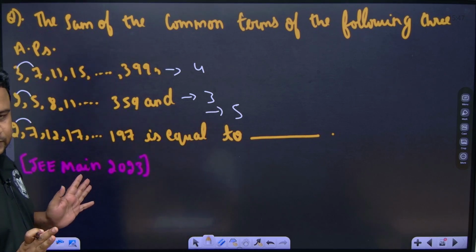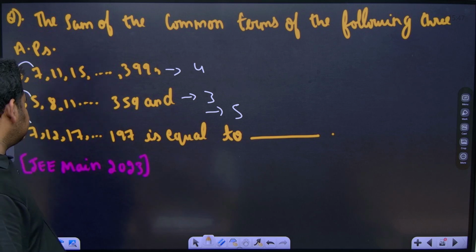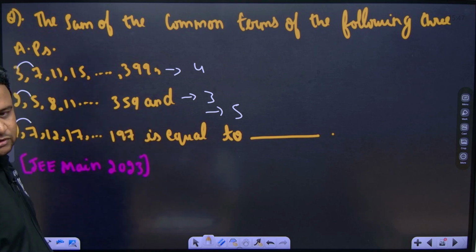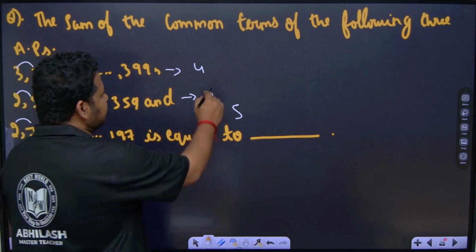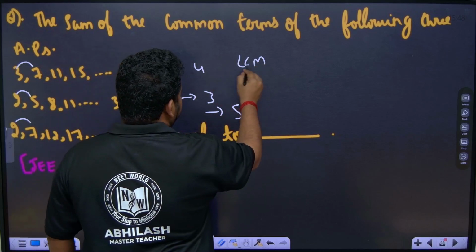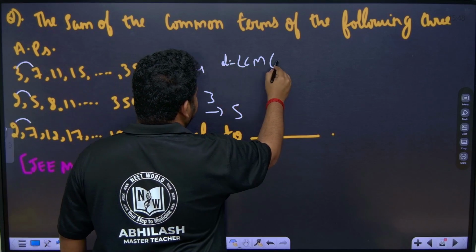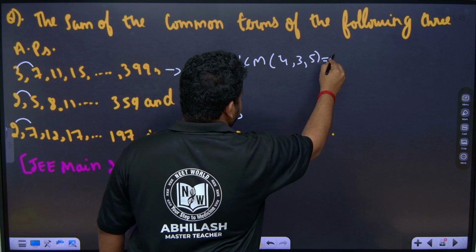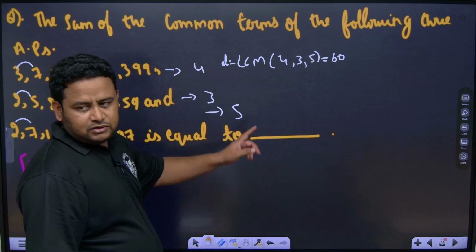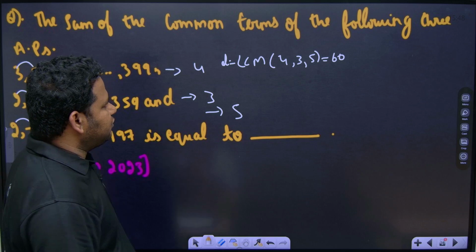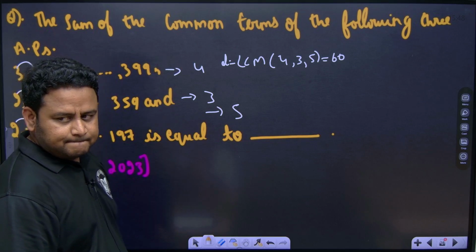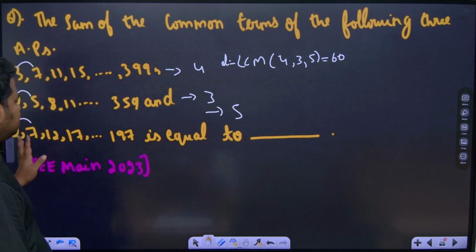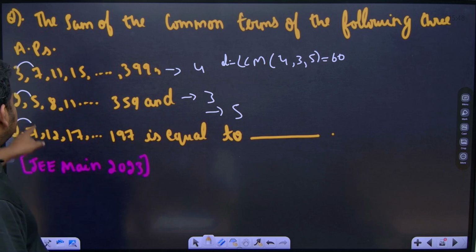For that, we have the common differences. So if I take the LCM, D will be equal to what? LCM of 4, 3, 5 will be equal to 60. Correct? That will be equal to 60. 4, 3, 5, what is the LCM? 60, correct? So that is 60.